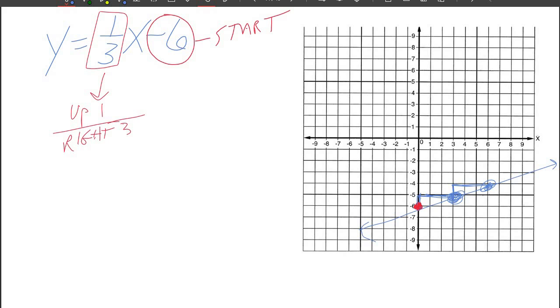You really only need 2 points. You take the negative 6, you find that point on the graph. You go up and right, up and right, up and right.